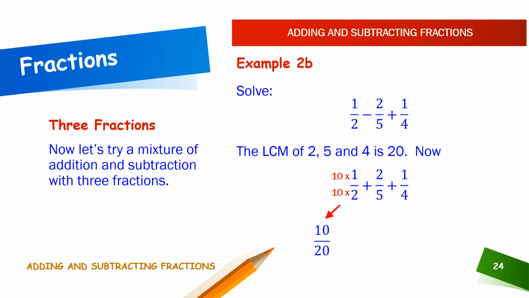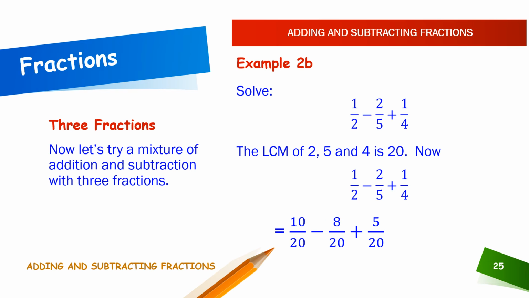Multiply the numerator and denominator of a half by the same number 10 to give a half equals 10 out of 20. Similarly, multiply the numerator and denominator of 2/5 by the same number 4 to give 2/5 equals 8 out of 20. And finally, multiply the numerator and denominator of a quarter by the same number 5 to give a quarter equals 5 out of 20.